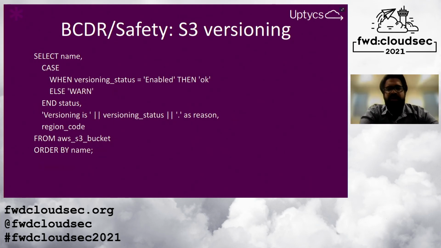And even looking at versioning. So imagine the data getting lost, there is a disaster, and the versioning was enabled, so you can revert back to the older version of the file. Here is a simple query to check if versioning was enabled or not. It says select name, case when versioning status equals enabled, then okay, all is good, else warning. So it means you can go in and turn on versioning if you get a warning message.